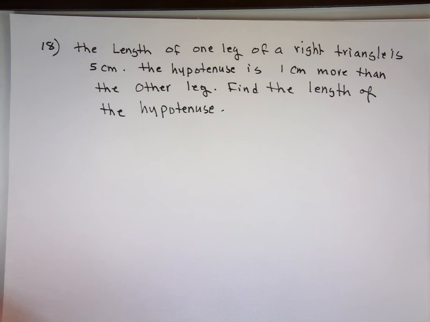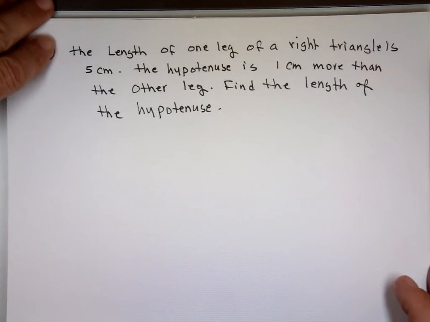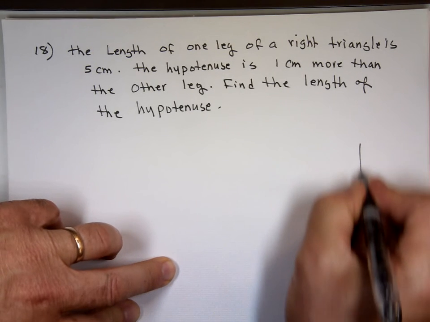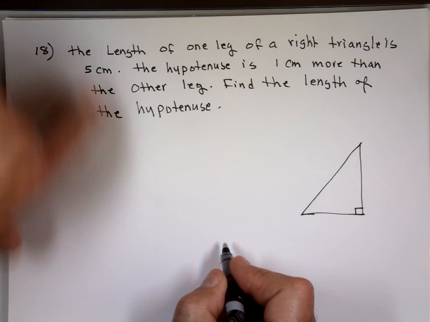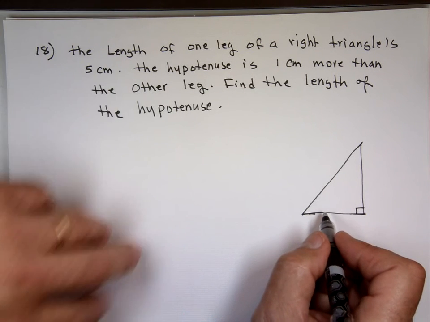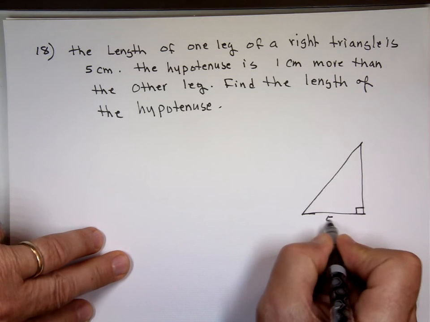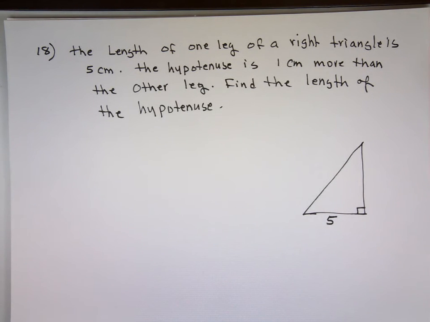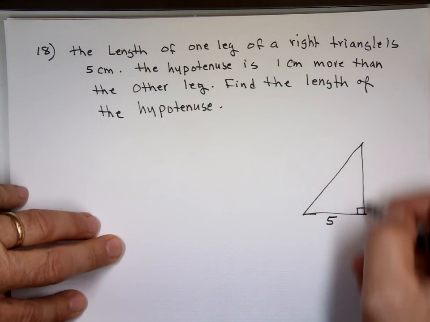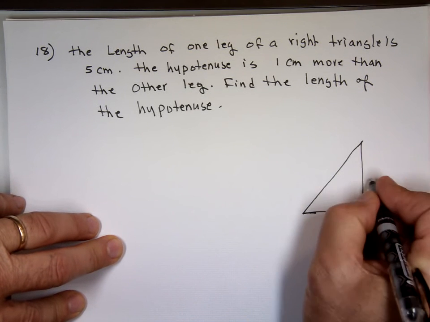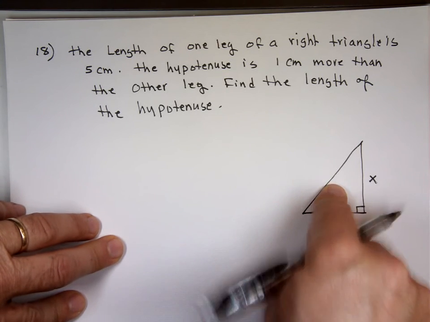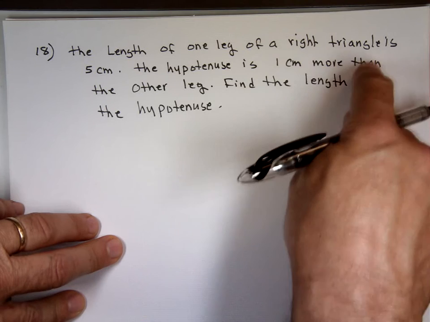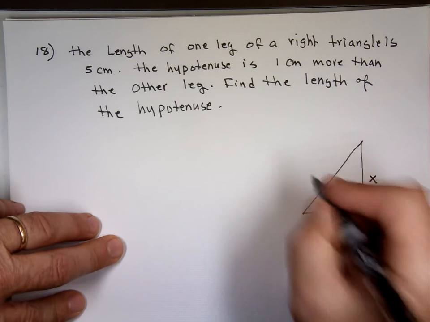Here we go. We have a right triangle. Right triangle looks like this. Right means 90 degrees. The length of one leg is 5 centimeters. Let's make this 5. The hypotenuse is one more than the other leg. This is the other leg. Do we know what that value is? No. Let's call it x. It says the hypotenuse, that's this side, is 1 centimeter more than. More than means add. So this is really x plus 1.